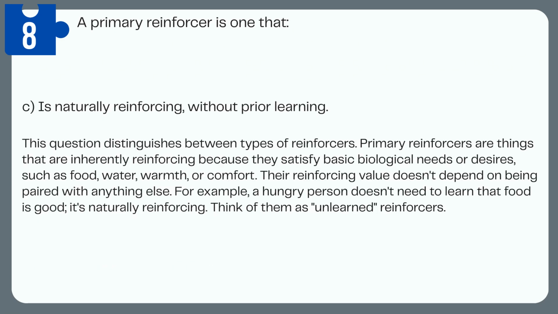Answer. C. Is naturally reinforcing without prior learning. This question distinguishes between types of reinforcers. Primary reinforcers are things that are inherently reinforcing because they satisfy basic biological needs or desires, such as food, water, warmth, or comfort. Their reinforcing value doesn't depend on being paired with anything else. For example, a hungry person doesn't need to learn that food is good. It's naturally reinforcing. Think of them as unlearned reinforcers.